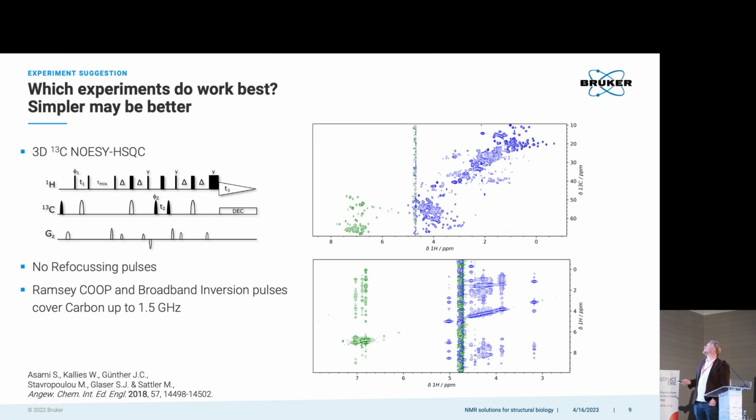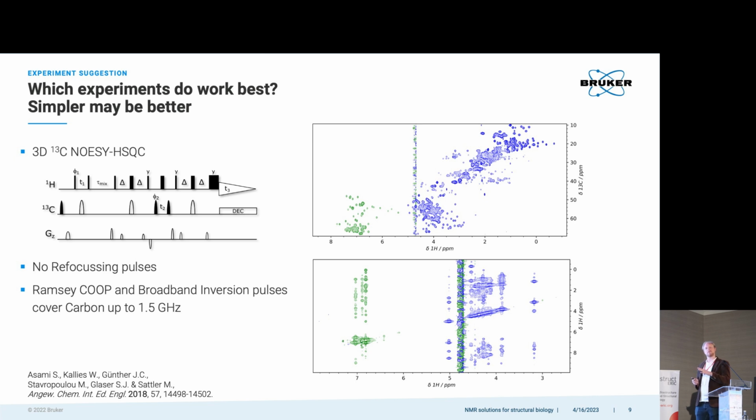So this would be a two-dimensional projection showing all the proton-carbon correlations. This would be an individual slice, and all these cross signals that you see down here are the ones that actually provide you with the distance restraints. However, there are different ways you could run these experiments.